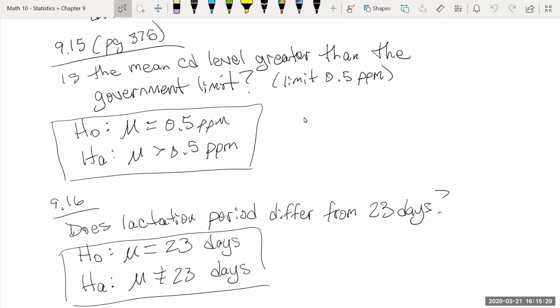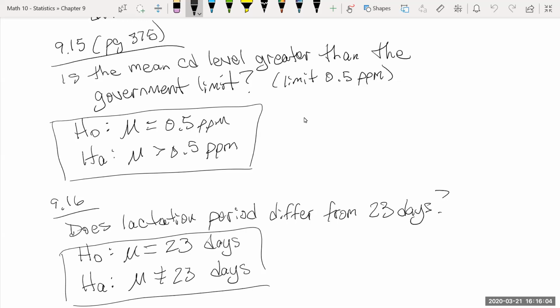A hypothesis test is to be performed to decide whether the mean lactation period of gray seals differs from 23 days. So I wrote down the key question: does the lactation period differ from 23 days? And so our null hypothesis is going to assume that it is 23 days. And so the null hypothesis, H sub 0, population mean mu equals 23 days. The question says, does the lactation period differ? In other words, is it different? So we put as the alternative, mu is not equal to 23 days.